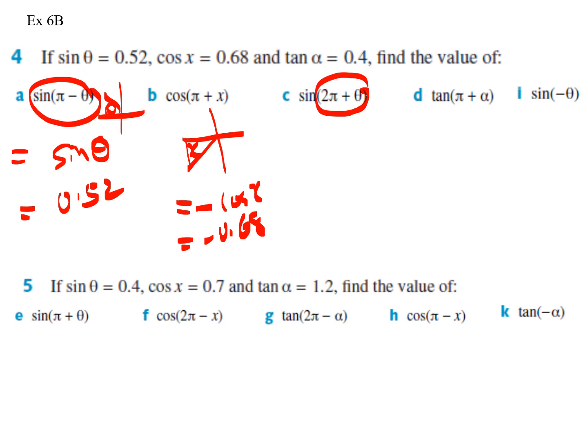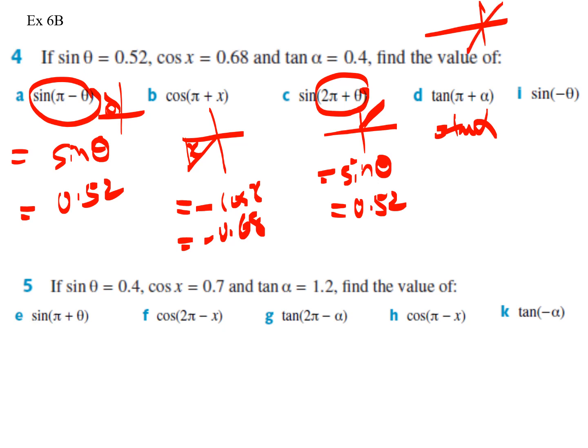That gives you back to the first quadrant, because sine of 2 pi plus theta is the same as sine theta, which is going to give us 0.52. Tangent of pi plus alpha is the same as tangent alpha. Okay, the third quadrant. Tangent alpha is 0.4. Sine of negative theta, that's the negative angle which is in here, which is the same as negative, because the y coordinate is negative. It's in the fourth quadrant. Negative sine theta, also think of odd functions. Negative sine, so it's negative 0.52.